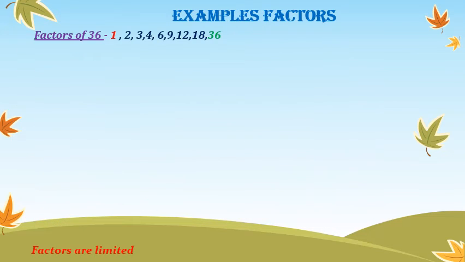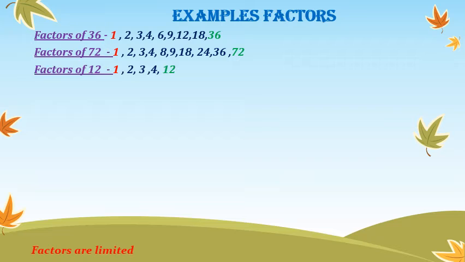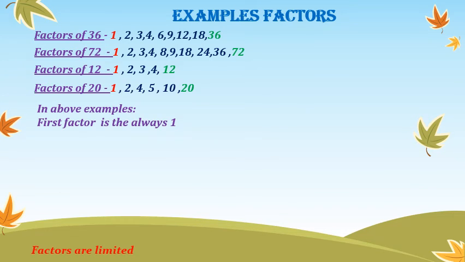Now to understand the properties of factors, let's take the examples again. Just now we calculated factors of 36. Similarly, factors of 72. Now factors of 12 are 1, 2, 3, 4, 6 and 12. And factors of 20 are 1, 2, 4, 5, 10 and 20, because 20 comes in the table of all these numbers. 1 times 20 is 20, 2 tens are 20 and 4 fives are 20. Now in all these examples, the first factor is always 1. As you can see, it is marked with red.